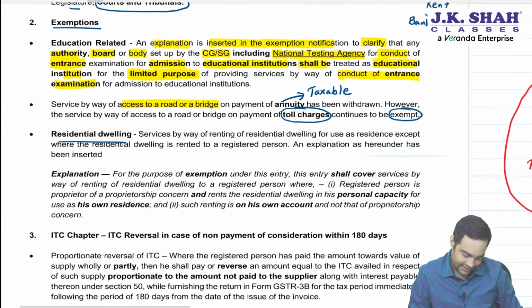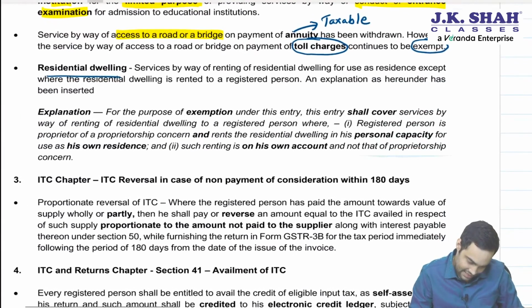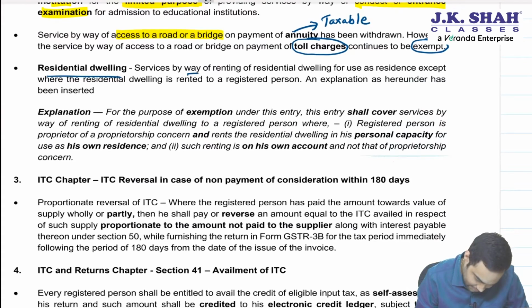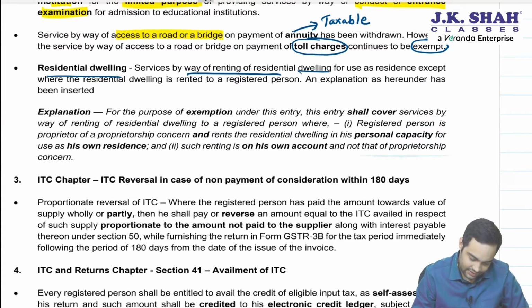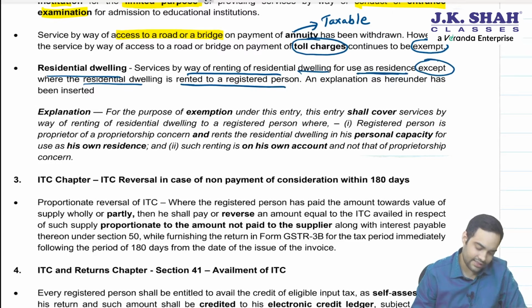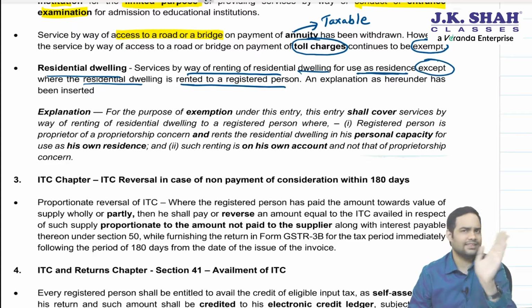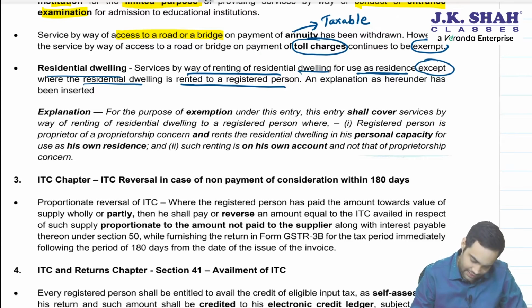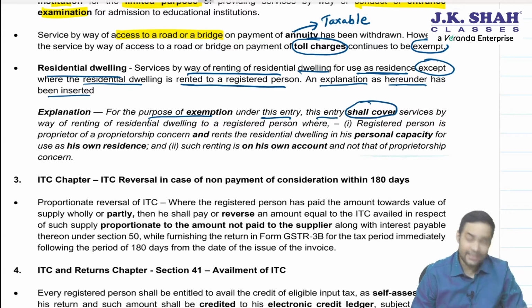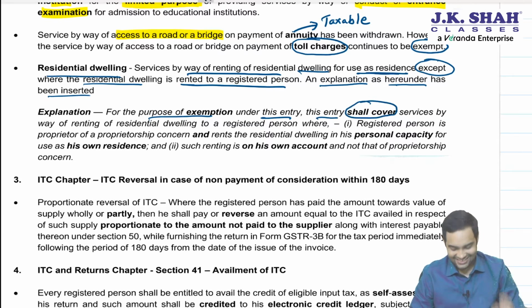Now let's see the provision. Service by way of renting of a residential dwelling for use as residence, except where residential dwelling is rented to a registered person. This is the plain exemption entry. An explanation as hereunder has been inserted. For the purpose of the exemption under this entry shall cover. Shall cover meaning you will be eligible for the exemption.